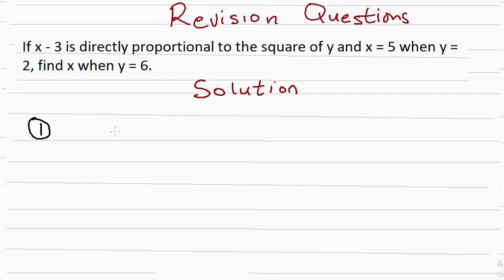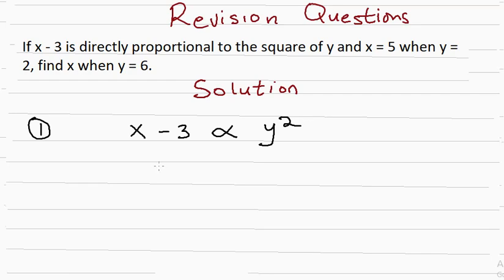It goes this way. If x minus 3 is directly proportional to the square of y, and x is equal to 5 when y is equal to 2, find x when y is equal to 3. So first of all, we'll write the proportionality statement. So x minus 3, according to the question, is directly proportional to the square of y, that is y square. So that's what that means.